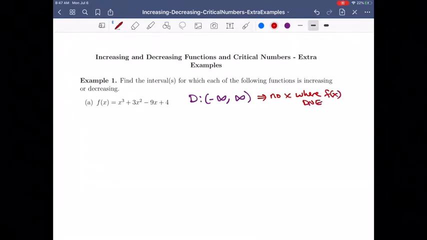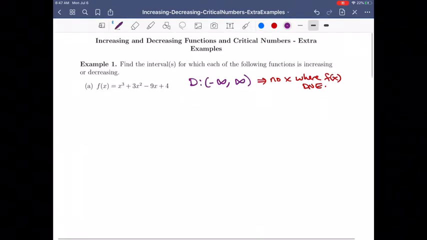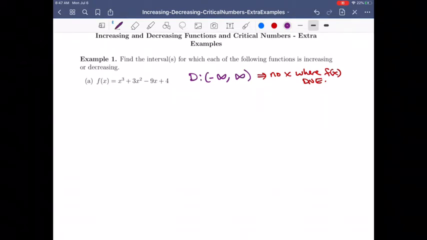So remember, those are one place where you can switch from increasing to decreasing, so we want to find those values as well. Okay, so we don't have any of those, so now we want the critical numbers. So to find the critical numbers, we're going to start by taking the derivative. So for polynomials, that's pretty straightforward. We just need the power rule. So it's going to be 3x squared plus 6x minus 9.